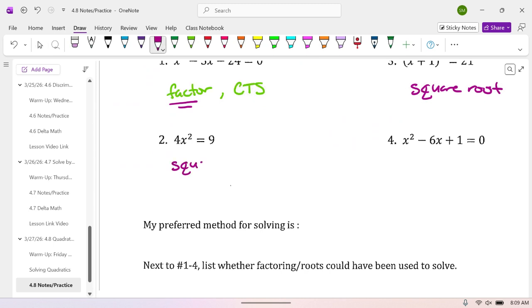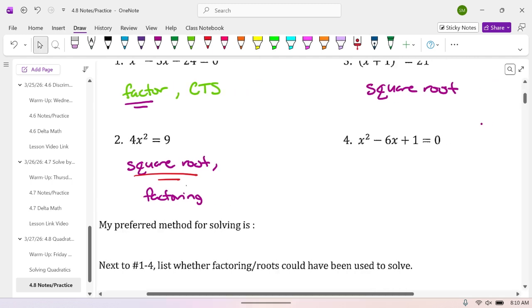That's probably the easiest way. But you can also solve by factoring. Because if we move the 9 over to the other side, we would end up having a difference of squares. But again, I would say for this one, take a square root. Just know that you have options. What about this one?